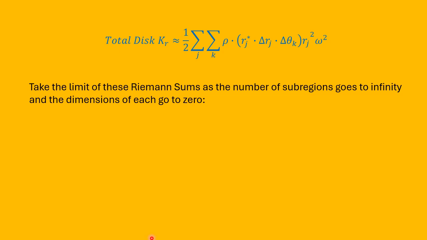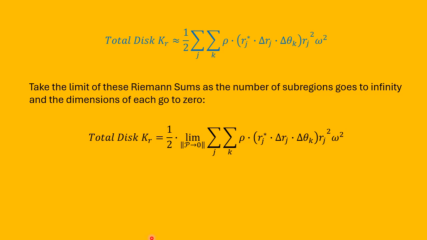Let's take the limit of Riemann sums that look like this as the number of subregions goes to infinity and the dimensions of each subregion go towards 0. In that case, the total disk kinetic energy of rotation, instead of being approximately equal, is actually going to equal 1/2 the limit as the norm of the partitions goes to 0 of the stuff that we have up there. This just says that in the limit, all the dimensions of the subelements tend to 0.